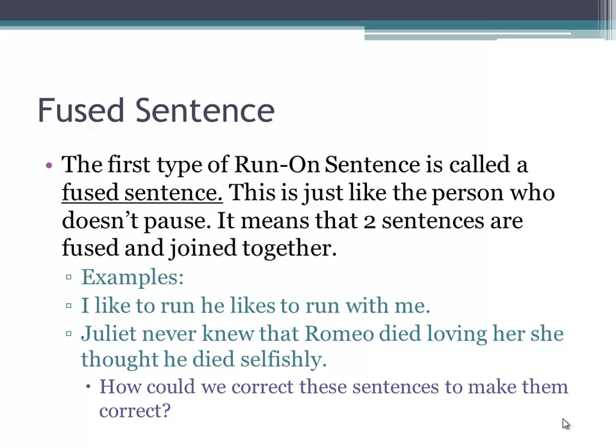And that's one way we could make it correct. Do you think it's important that we knew that he died selfishly before she found out that he died loving her? Could we invert those ideas? If we inverted them, the names would go before the "she," and that's a problem. So we want to make sure, as it is right now, we have the cause and the effect. So those are good information.